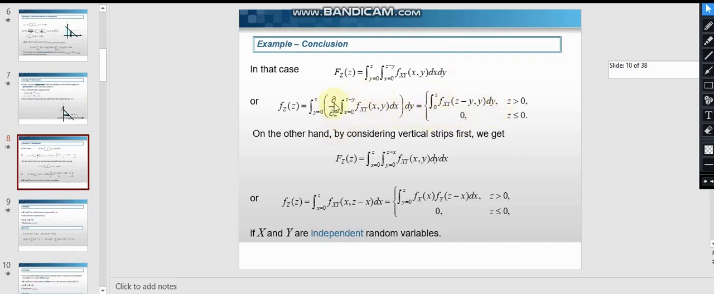Here we will apply the Leibniz theorem. After solving this expression, I will get the integration from 0 to z of f sub xy, the joint PDF, at z minus y comma y, when z is greater than 0. Otherwise, when z is less than or equal to 0, this PDF would be equal to 0. Now for taking the vertical strip, we can write this solution in this way.